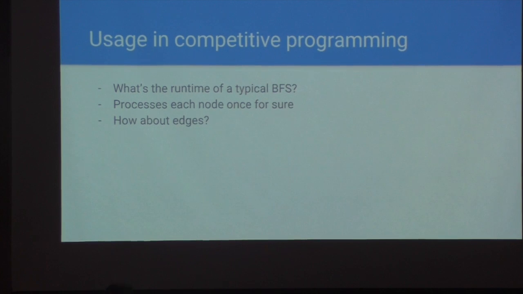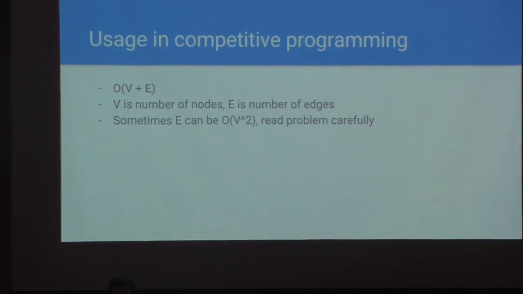Okay, so it processes each node exactly once and each edge pretty much once. So the running time is pretty much, if you know what Big O is, it's Big O of V plus E. So that means it's linear in the number of nodes and edges, which is pretty good for most problems.